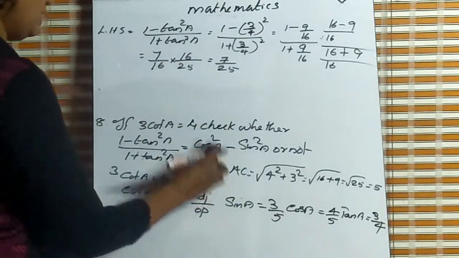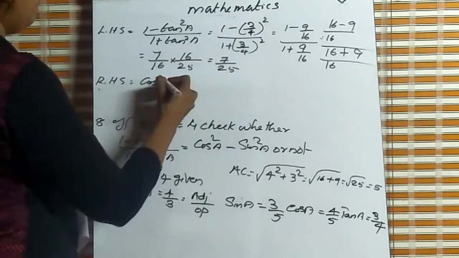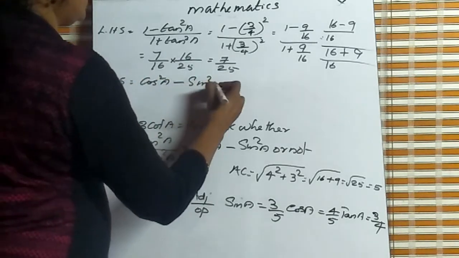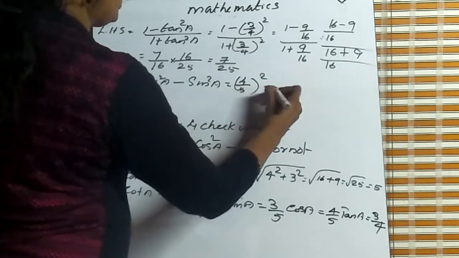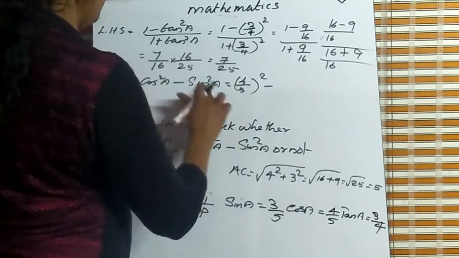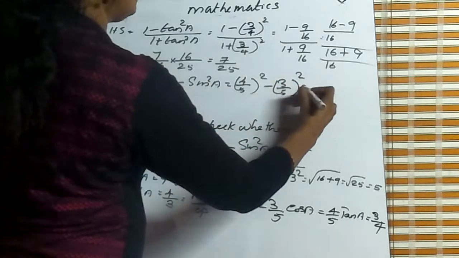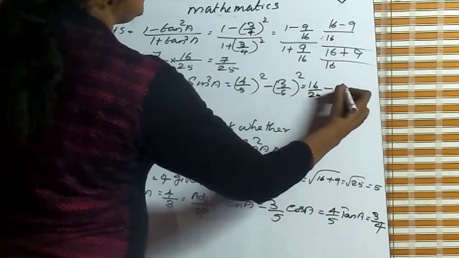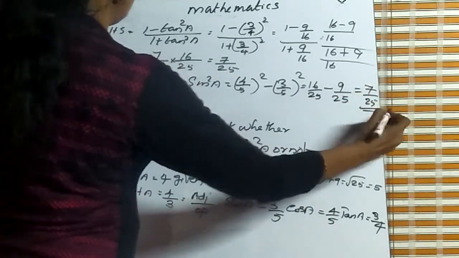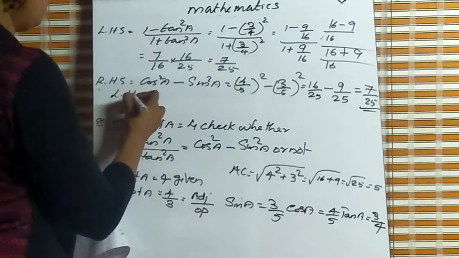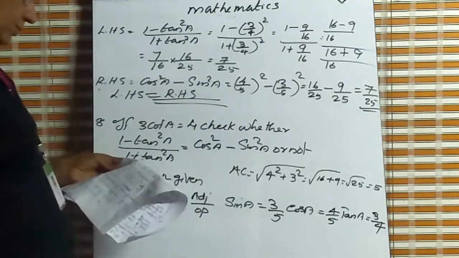What is our RHS? RHS is cos square A minus sin square A. What is cos A? Cos A is 4 by 5, whole square, minus sin A is 3 by 5, whole square, equals 16 by 25 minus 9 by 25. 16 minus 9 is 7 by 25. So LHS is equal to RHS.